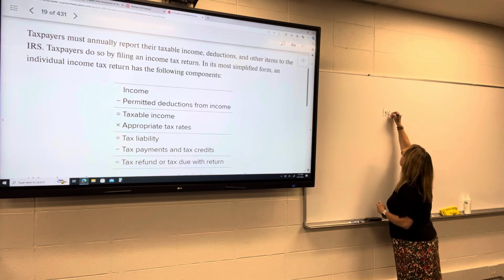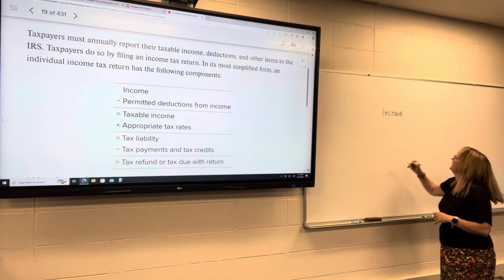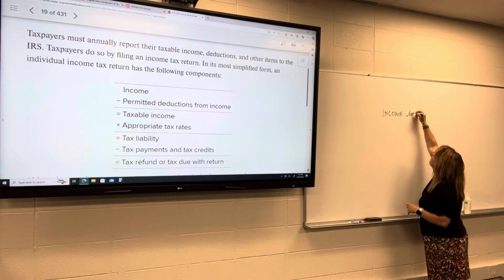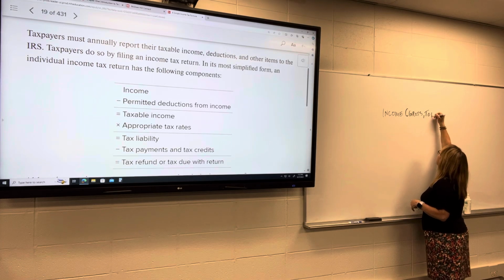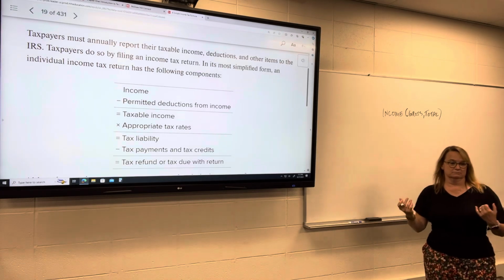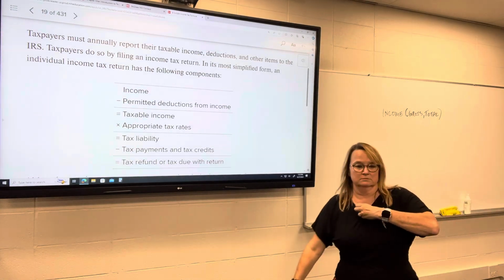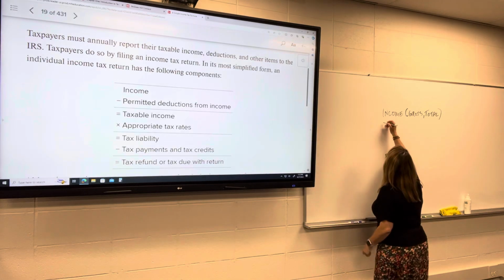So income, and in your homework, it might be referred to as gross. It might be referred to as total. But income, top line income number. From that, we have some deductions.